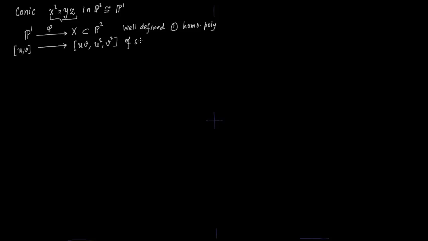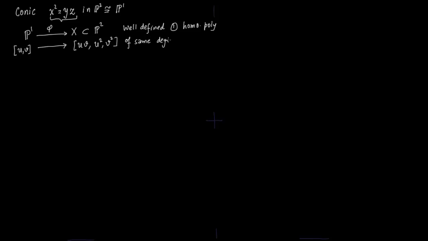So we have to construct a map from P1 to X, where X is this conic, x square is equal to yz, and this conic lies in P2. So this map is given by (u, v) goes to (uv, u square, v square). So you can multiply and check: x square is u square v square, which is equal to yz, which is u square times v square. So the three coordinates of X are x, y, z.